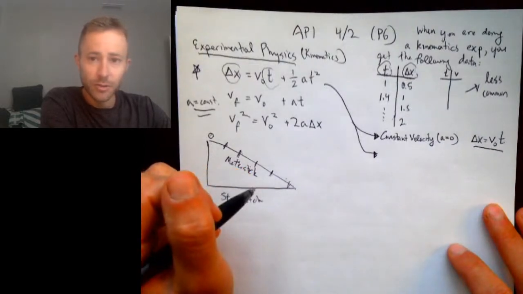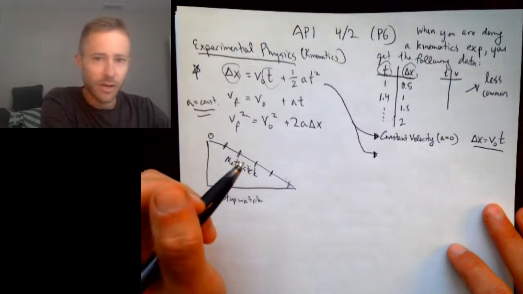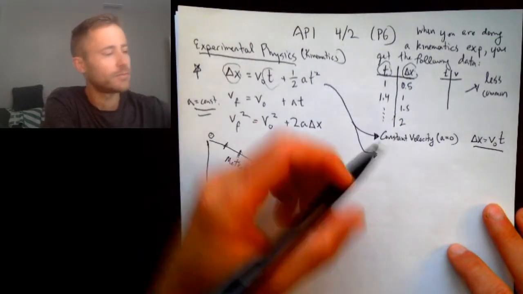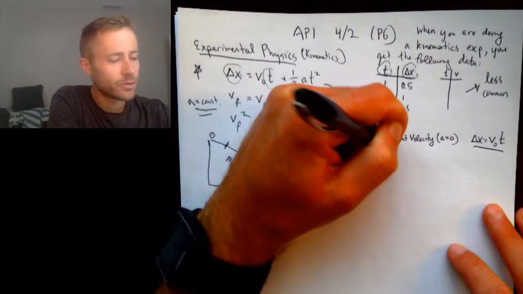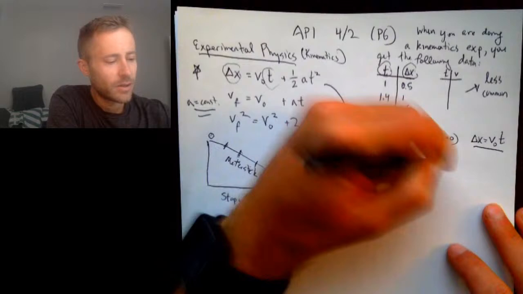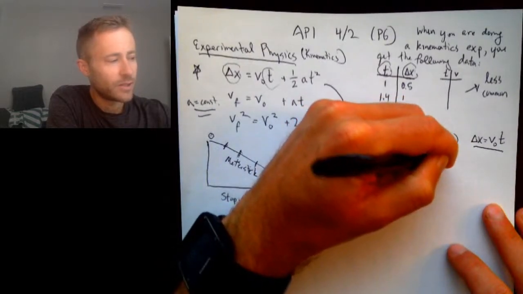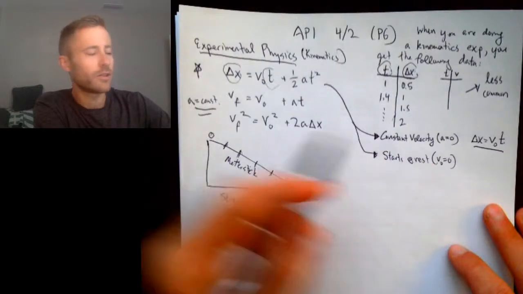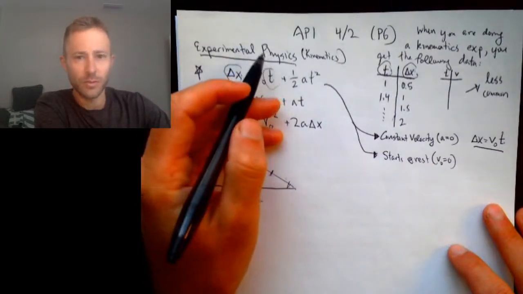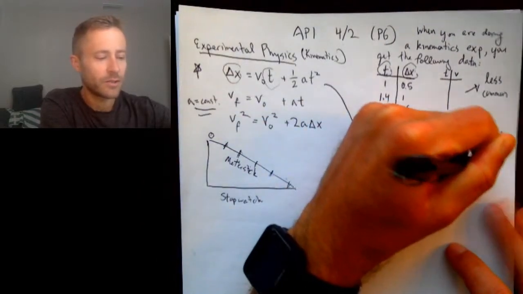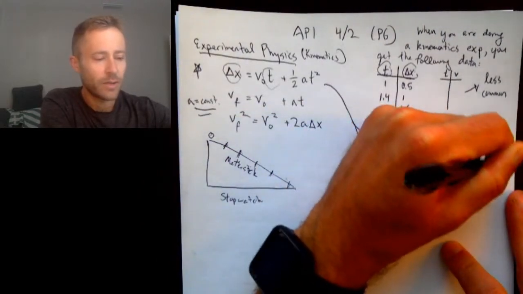Another common situation is that it's accelerating, but it starts from rest. So it starts at rest, and so that means that v initial is 0. And so if v initial is 0, that's going to kill this first term in the equation. And so we would get delta x equals 1/2 at squared.